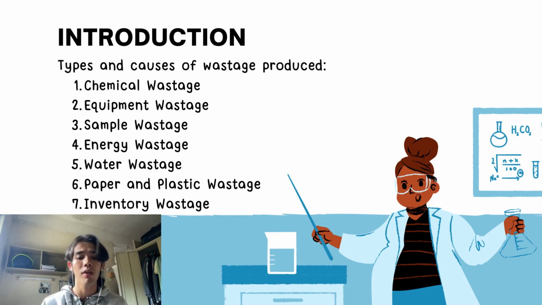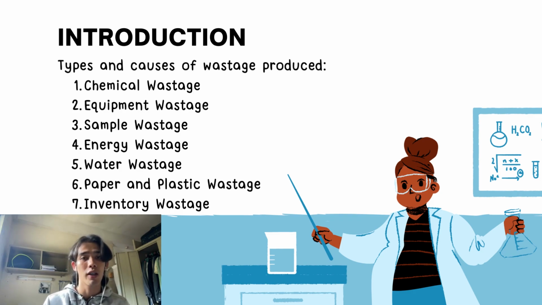And lastly, number 7 is inventory wastage. Inaccurate inventory management can lead to wastage. For example, the expiration of chemicals and materials, overstocking, and lastly, inefficient utilization of resources.